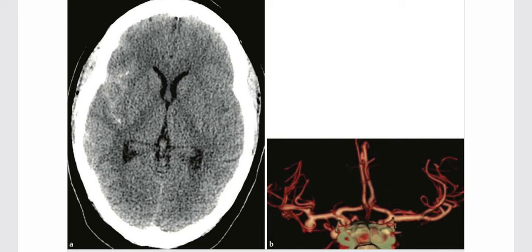These are images of a young adult man presenting with acute onset of headache. However, there is no history of trauma here. So this is on the unenhanced axial CT scan. There is a subarachnoid hemorrhage within the sylvian fissure on the right side.